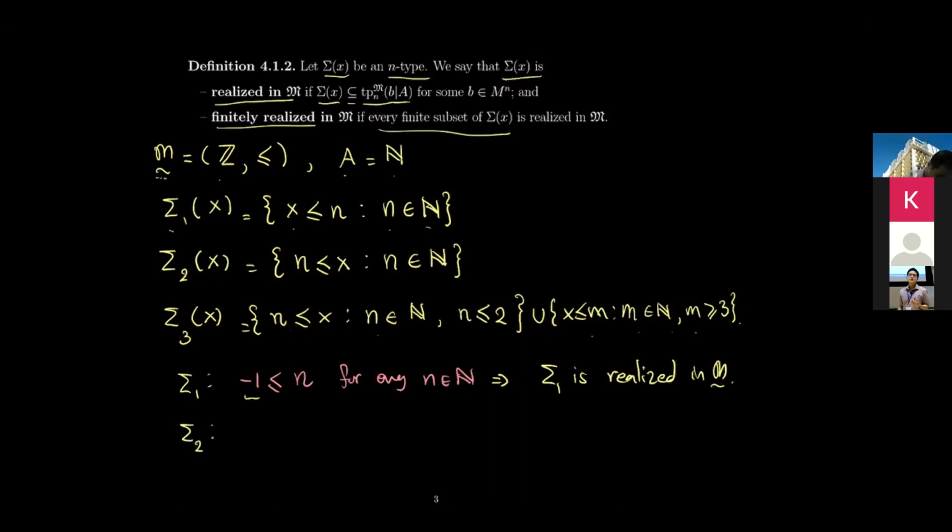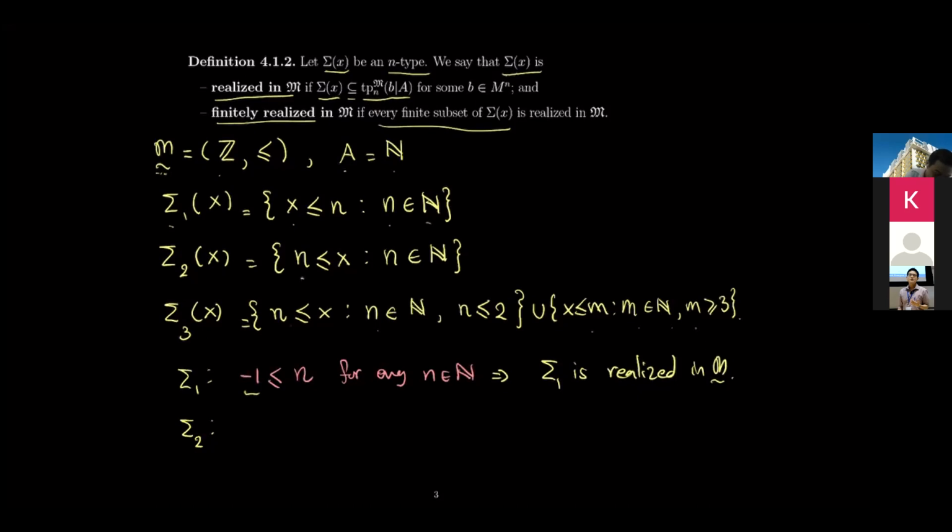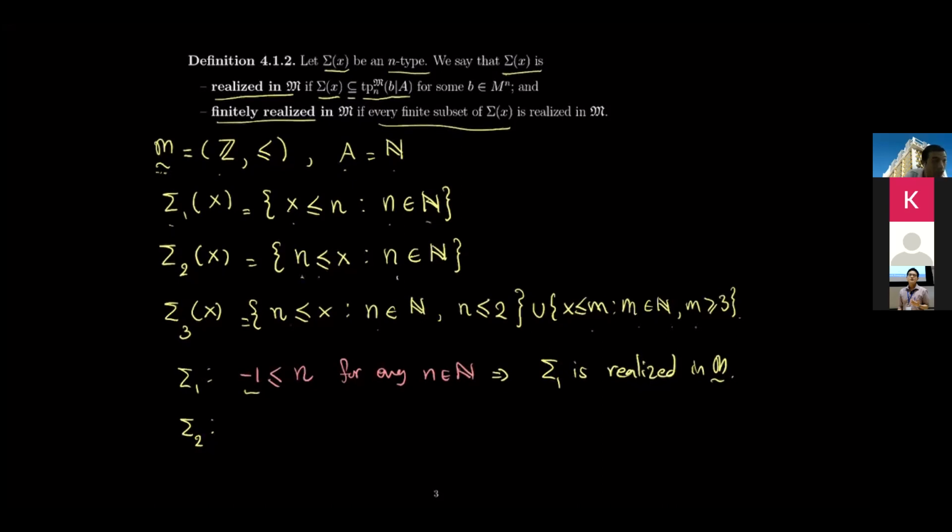Now, sigma 2 is interesting. If there is something that satisfies sigma 2, it must be greater than or equal to n for every n that is in the natural numbers, right? So in this case, you know that the integers don't contain any object with that property. Well, this one is not realized in M.